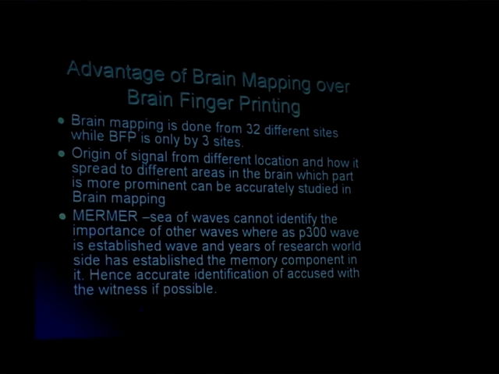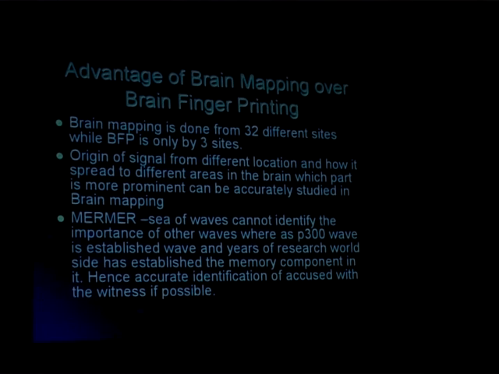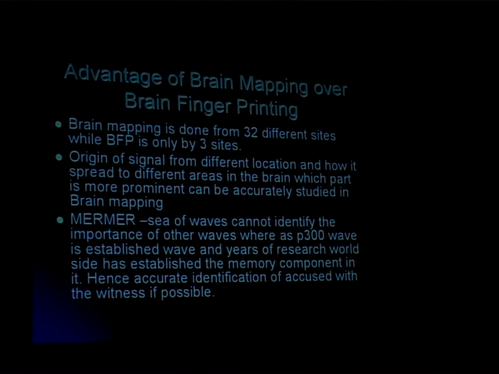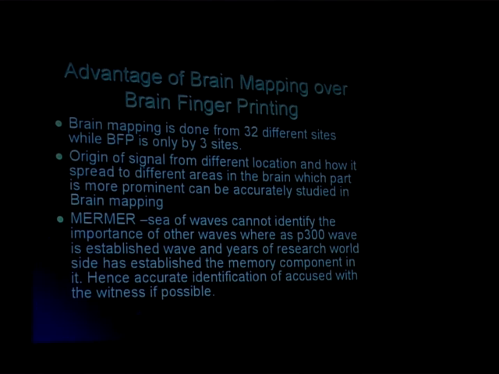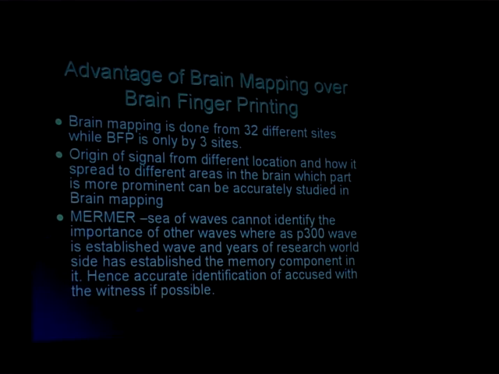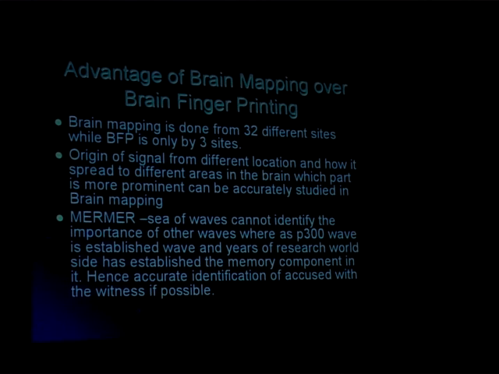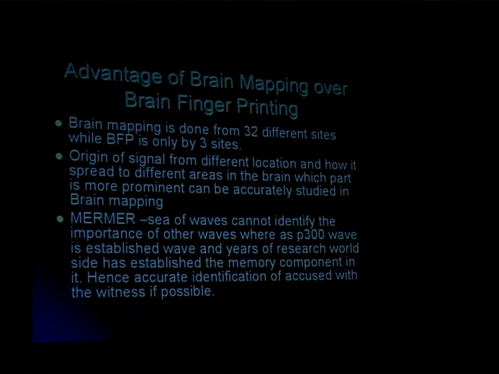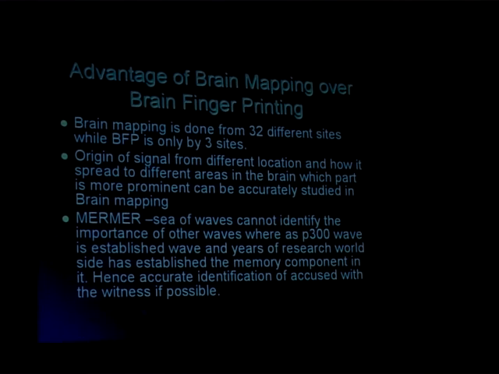And further, brain mapping we do from 32 different areas. We know at which site of the brain the activity first generates and how it spreads to the other areas of the brain. But he does it with only 3 sites, that is frontal, central and parietal. So he is unable to identify which part the brain function first starts its activity and how it spreads to the other areas.